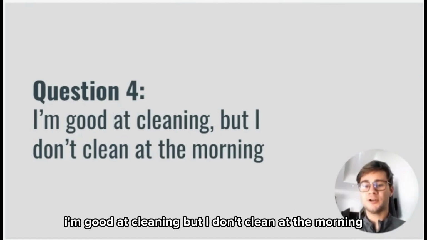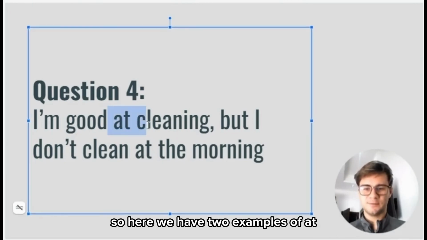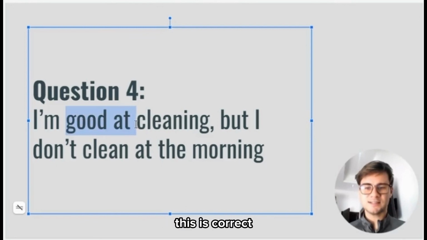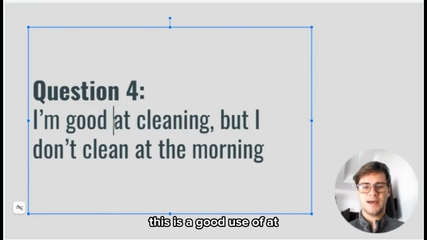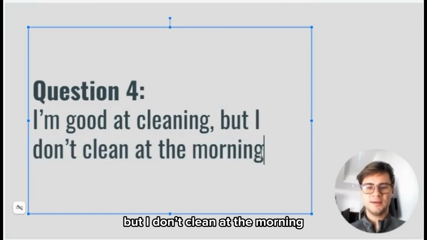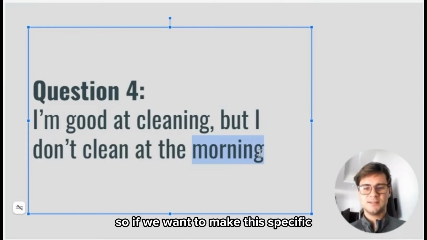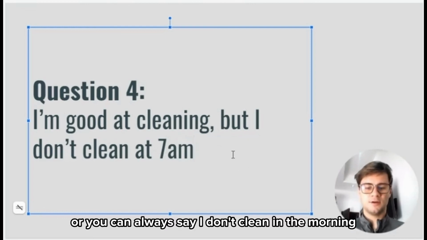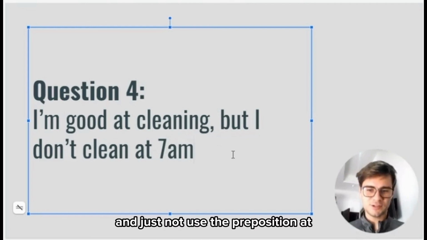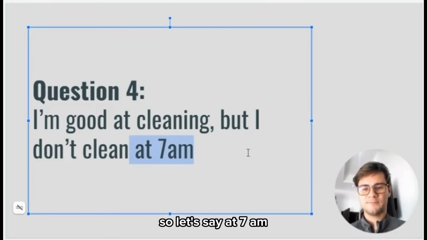And question number 4, I'm good at cleaning, but I don't clean at the morning. Is this correct? So here we have 2 examples of at. I'm good at cleaning. This is correct because we are talking about an adjective plus an ability. This is a good use of at. But I don't clean at the morning. This is incorrect because the morning is a general time. It is not specific. So if we want to make this specific, we can say, I don't clean at 7 a.m. Or you can always say, I don't clean in the morning and just not use the preposition at. But for now, we're focusing on at, so let's say at 7 a.m.